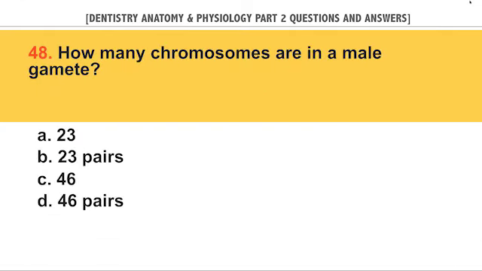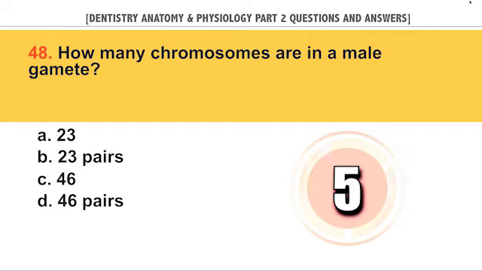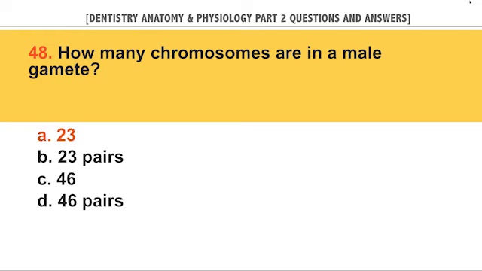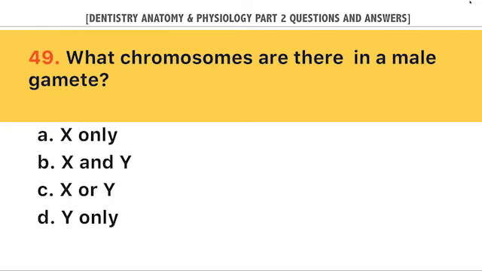How many chromosomes are in a male gamete? A. 23, B. 23 pairs, C. 46, D. 46 pairs. Answer A. 23. What chromosomes are there in a male gamete? A. X only, B. X and Y, C. X or Y, D. Y only.